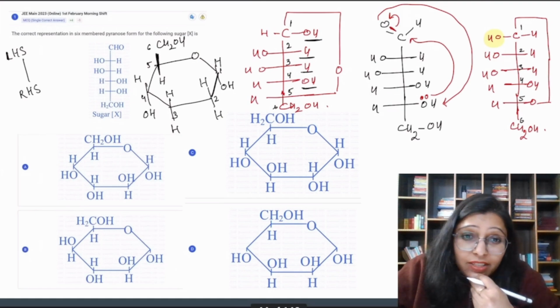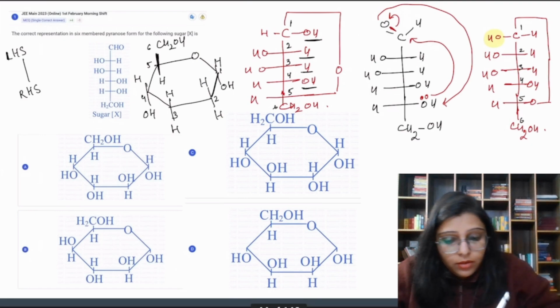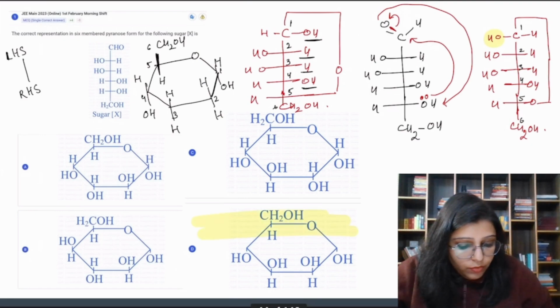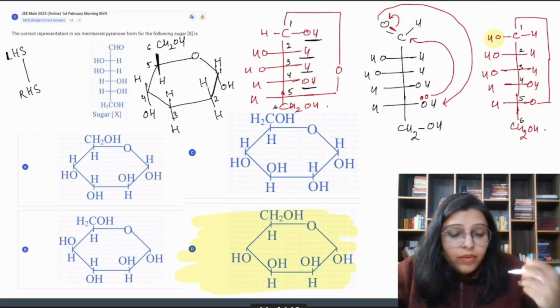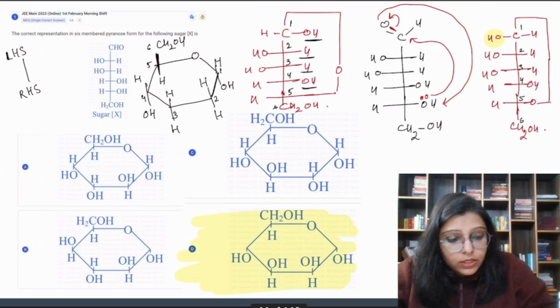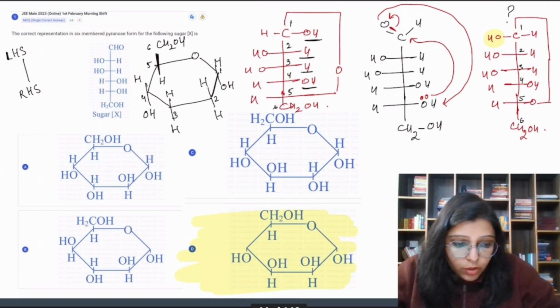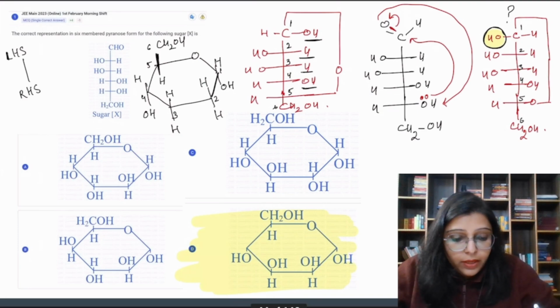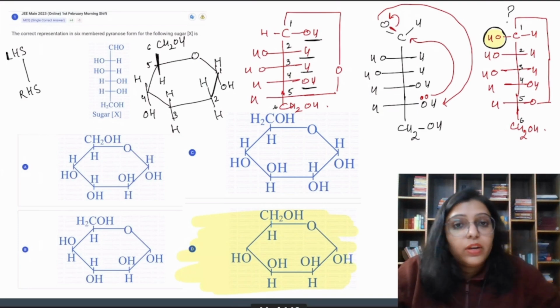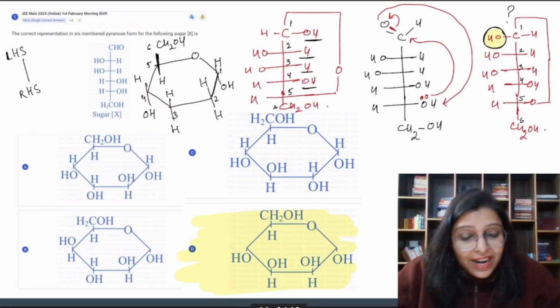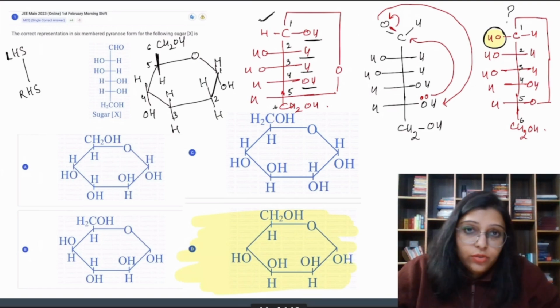So can we compare this structure somehow with any other structure? Yes, we can compare. This is the same structure as D1. Why are we not comparing with this structure? Because here on carbon number 1, OH is above the plane. In the options, we do not have OH above the plane. So that's why we have to compare with this structure.